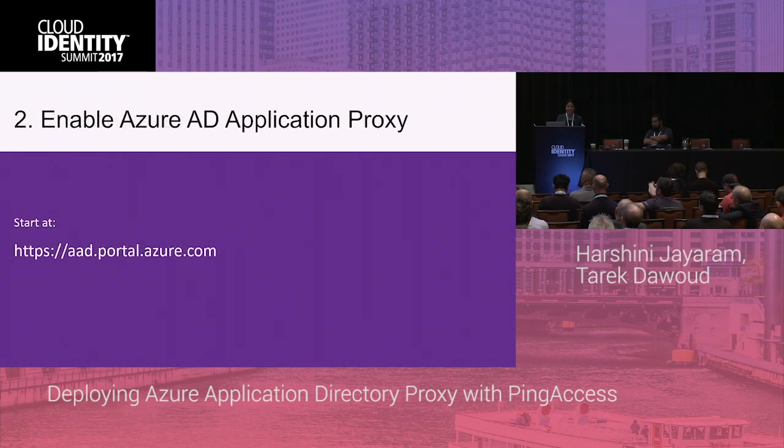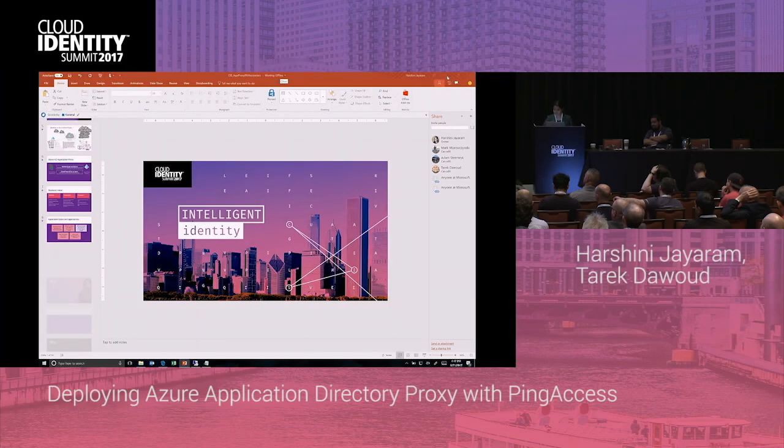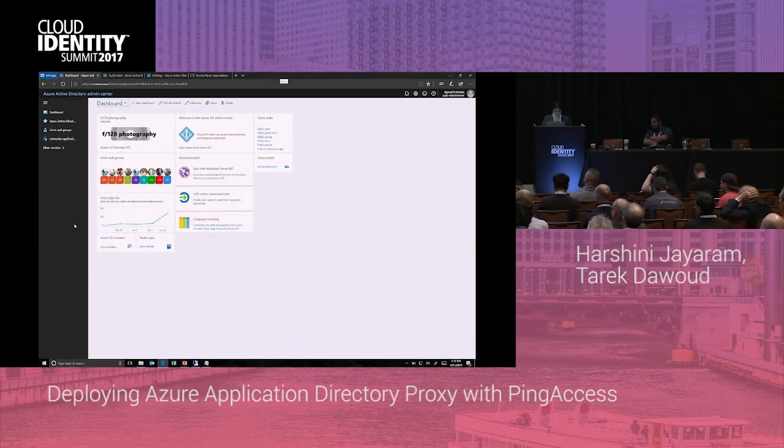Let's dig in and actually start configuring. So from here, we're going to switch over into the portal, but you can start all of this at aad.portal.azure.com. If you want, you can also start at portal.azure.com, the typical Azure portal, but you can just fast track to the Azure Active Directory part with that link. So give me just one moment to switch over.